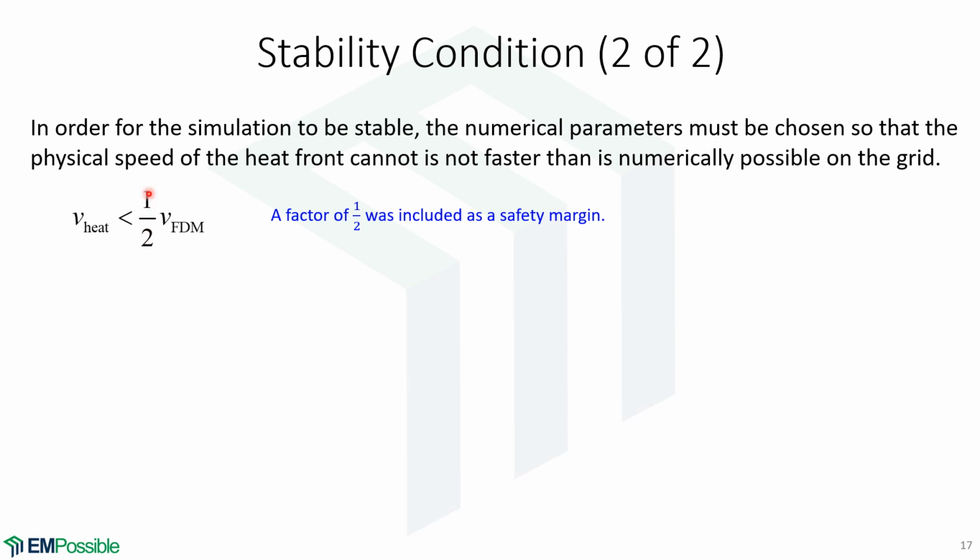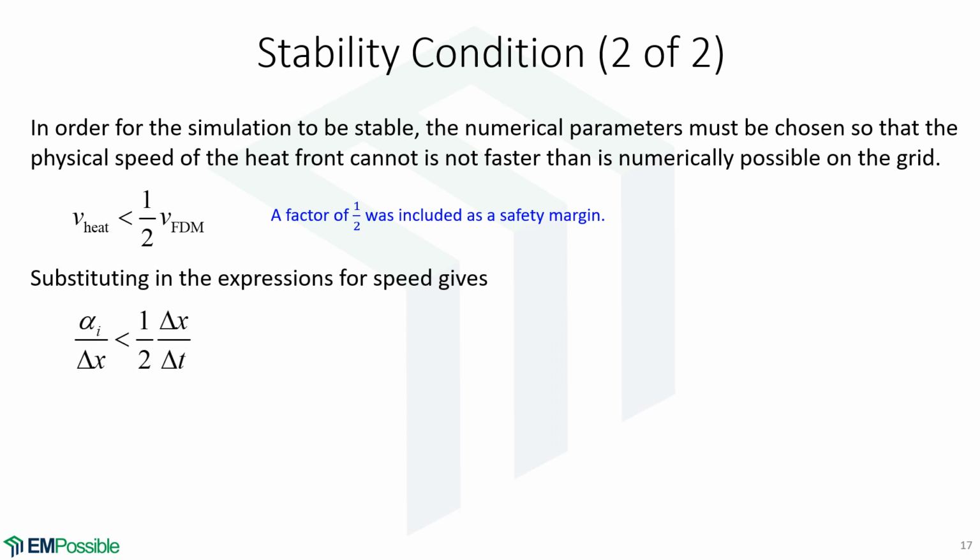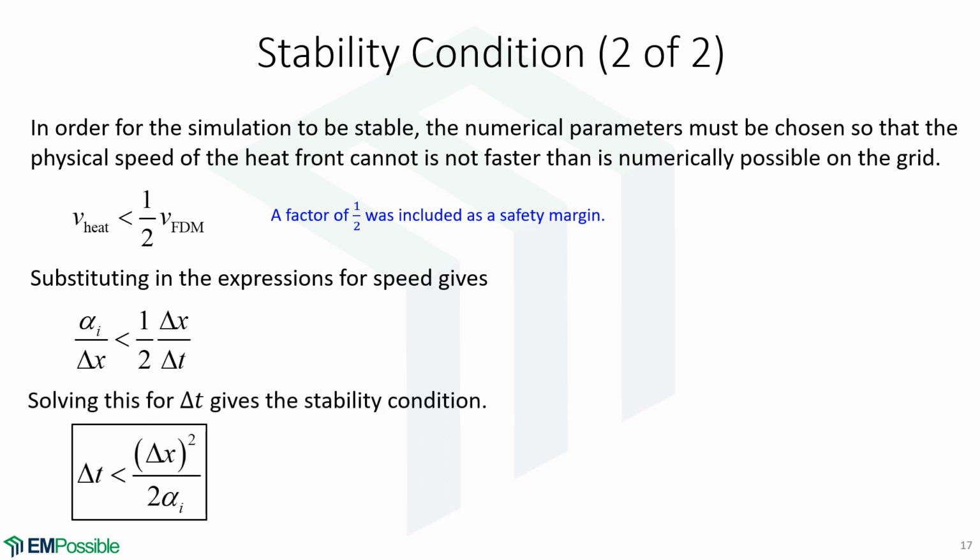Now I've stuck in a factor of 1/2 to be a safety margin. And so let's proceed with that. The first thing we'll do is we'll take those equations from the previous slide, throw them in here, and now I want to solve for the delta t. So given my thermal diffusivity, given the resolution on the grid, this gives me sort of a maximum value for delta t to keep my simulation stable. And I can have any delta t from that value smaller. So we will call that the stability condition. When we get to electromagnetics, there's a very similar stability condition because we don't want the physical wave to outpace what is numerically possible.